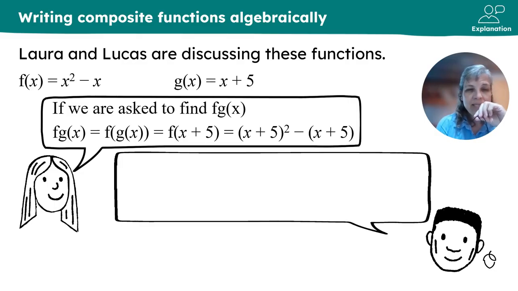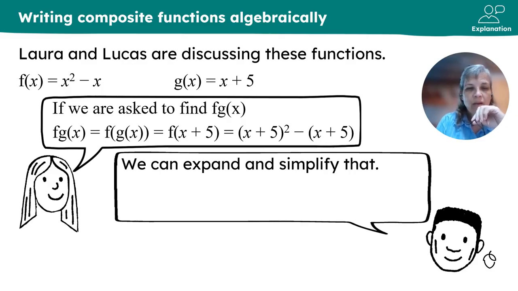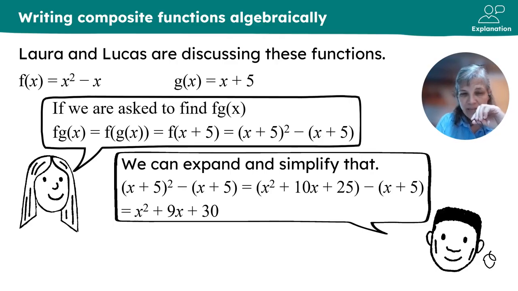Well, Laura thinks if I take g of x output and I put that into f of x, I could do that by taking what is g, x plus 5, and putting that into f of x. So I would then say (x plus 5) squared minus (x plus 5). Each place where the x is, I put the value in. So Lucas says, well, couldn't we expand and simplify that? And here's how he did it.